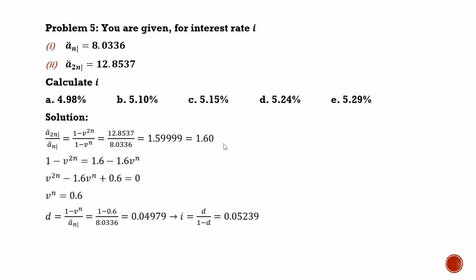We are going to plug it into a double dot n to find d. This is a new thing to do, so we need to find d before we find i. So d is 1 minus v to the n over a double dot n, which is 0.04979. And remember i is d over 1 minus d, so i is 0.05239. So the answer is D, 5.24%.